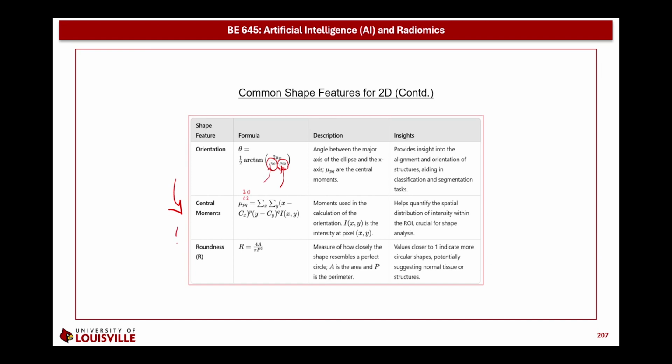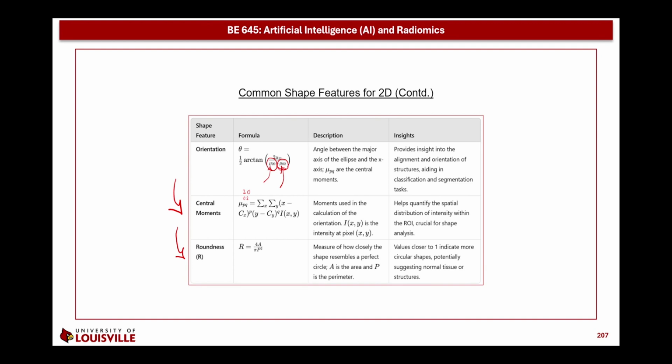And last but not least, the roundness. And this is a measure of how closely the shape resembles a perfect circle. And also, if the value is closer to 1, this will indicate circular shapes. So if you applied these features and any other shape features to a specific dataset that contains multiple regions or multiple ROIs, we can concatenate all features together as we did in the machine learning classification lecture.